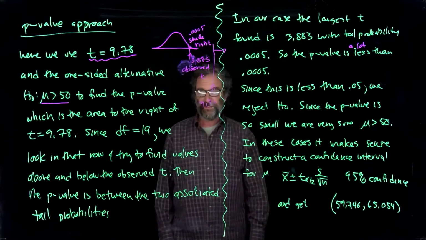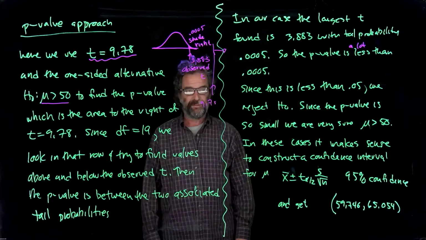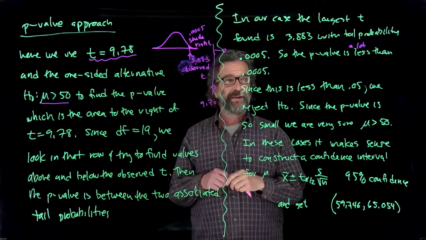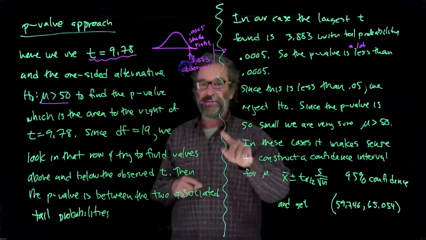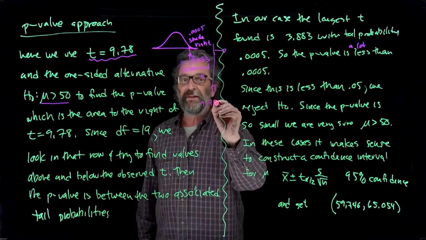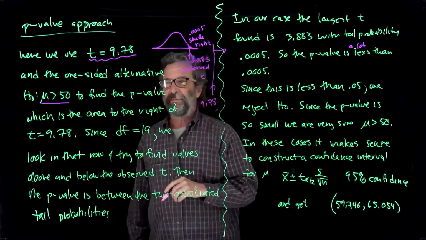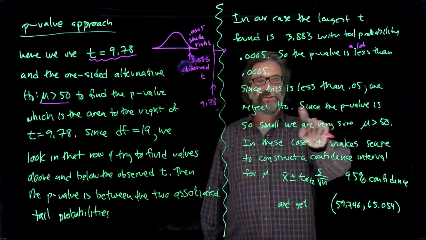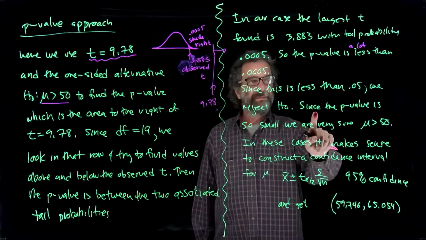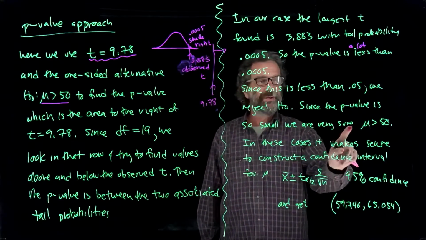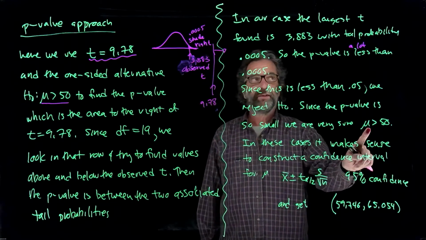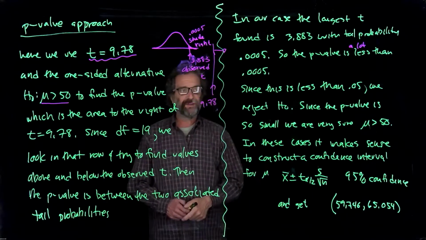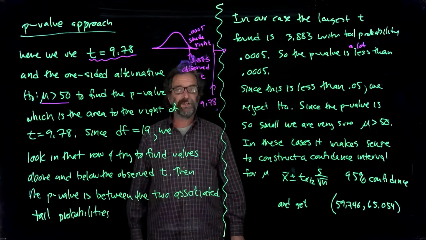And we said before that we're going to use the calculator to get a p-value, but not right now. We said since we're just doing the p-value approach without technology, really, except we did have to compute t, so we had to use the calculator to do that, but we didn't have to do anything else fancy. Since this is less than 0.05, we reject the null hypothesis. Since the p-value is so small, we are very sure the mean is bigger than 50. So the p-value gives you an indication about the strength of evidence. So there's very strong evidence the mean is greater than 50.